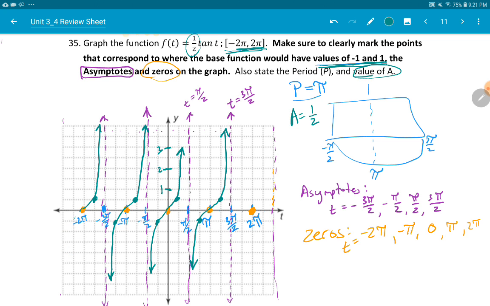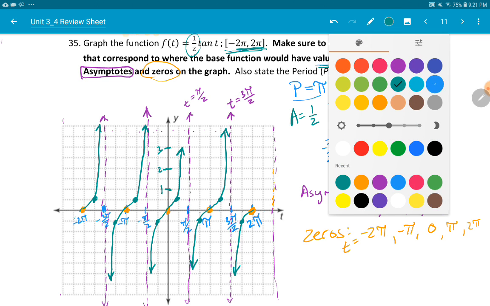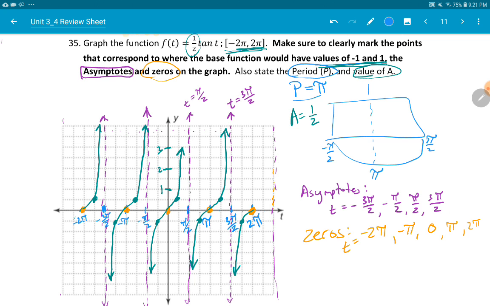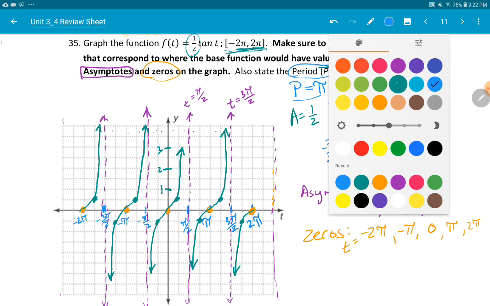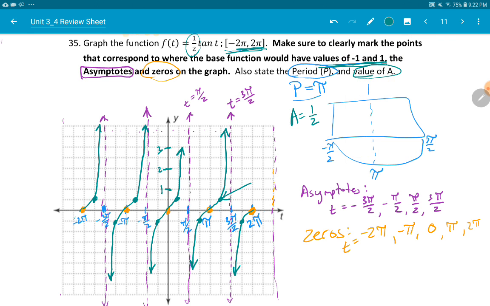All right, same thing on the right side, except this time we're going to use the bottom half of the graph because it's including the lower half of that period. Okay, so let me just double check we have everything we need. We stated the period in blue. We stated the value of A. We got the zeros and the asymptotes. And the point that corresponds to -1, 1 is this point right here, which is halfway between pi and 3/2 pi.